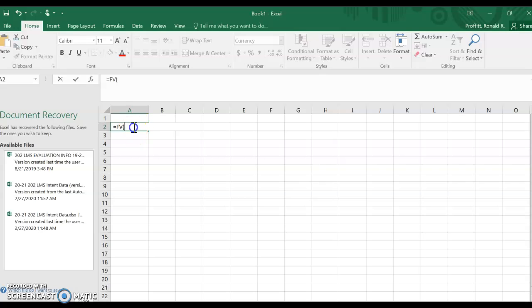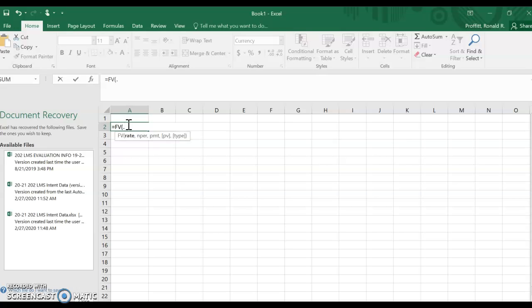We're going to type in the 0.06 divided by 12, parentheses, the 12 times the 14, close parentheses, comma, 450 is our payment, and 0, and we will click, oh boy, it didn't take it. Let's see. Equals. Let me try again. Equals FV. There it goes. Future value.